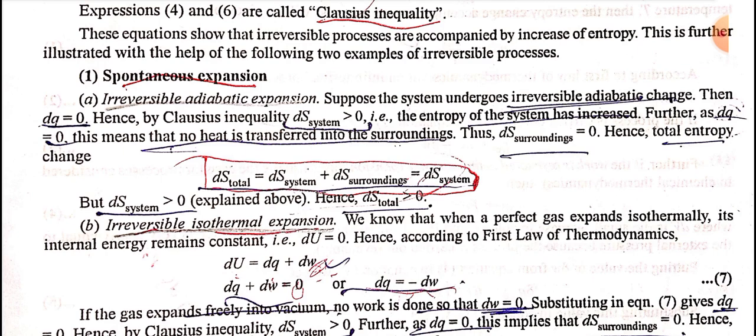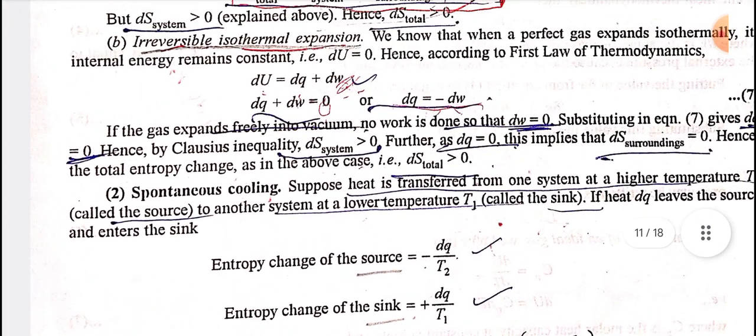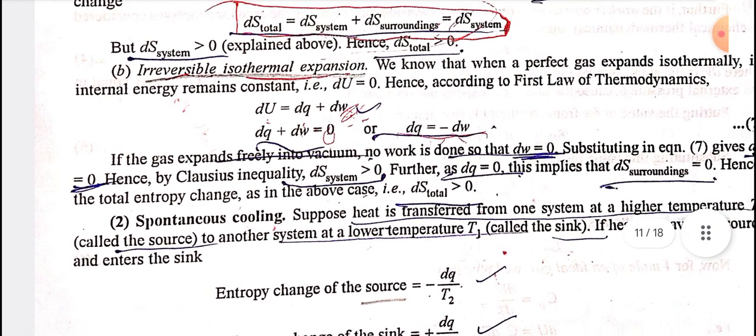Further, as dq is equal to 0, this means that no heat is transferred into the surroundings, thus dS surroundings is equal to 0, hence total entropy change dS total is equal to dS system plus dS surroundings is equal to dS system. But dS system greater than 0, hence dS total greater than 0.